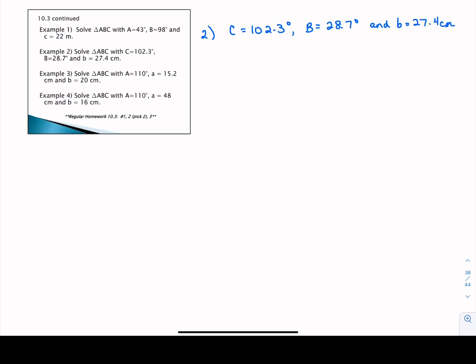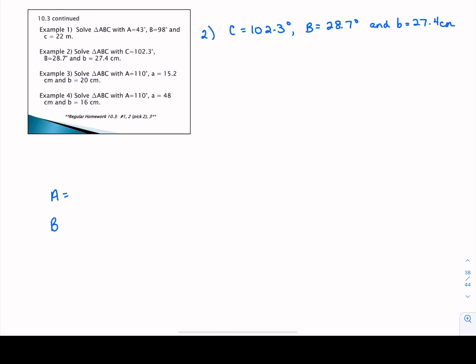So example number 2 gives us a new triangle to solve, and it says solve triangle ABC with angle C measuring 102.3 degrees. We have measure of angle B as 28.7 degrees, and we have side length b measuring 27.4 centimeters. Once again, at this stage, we want to build a little bit of a chart so that we know what information is missing and what information we've been given clearly labeled.